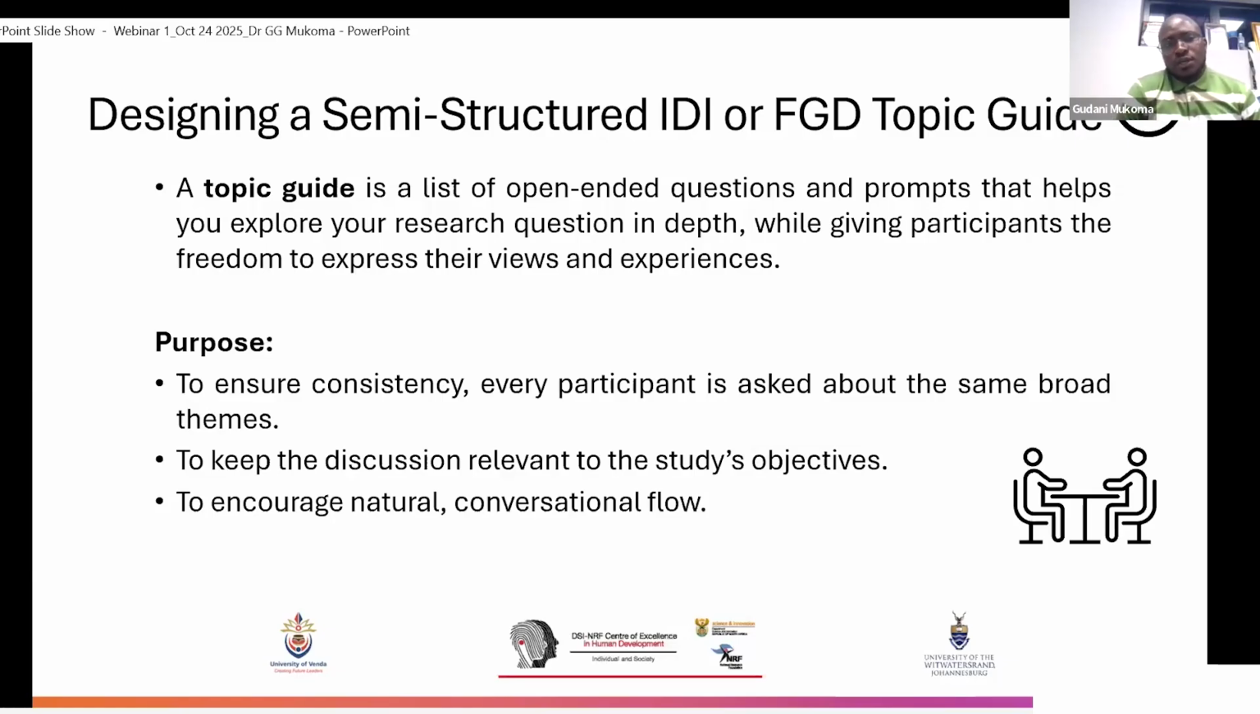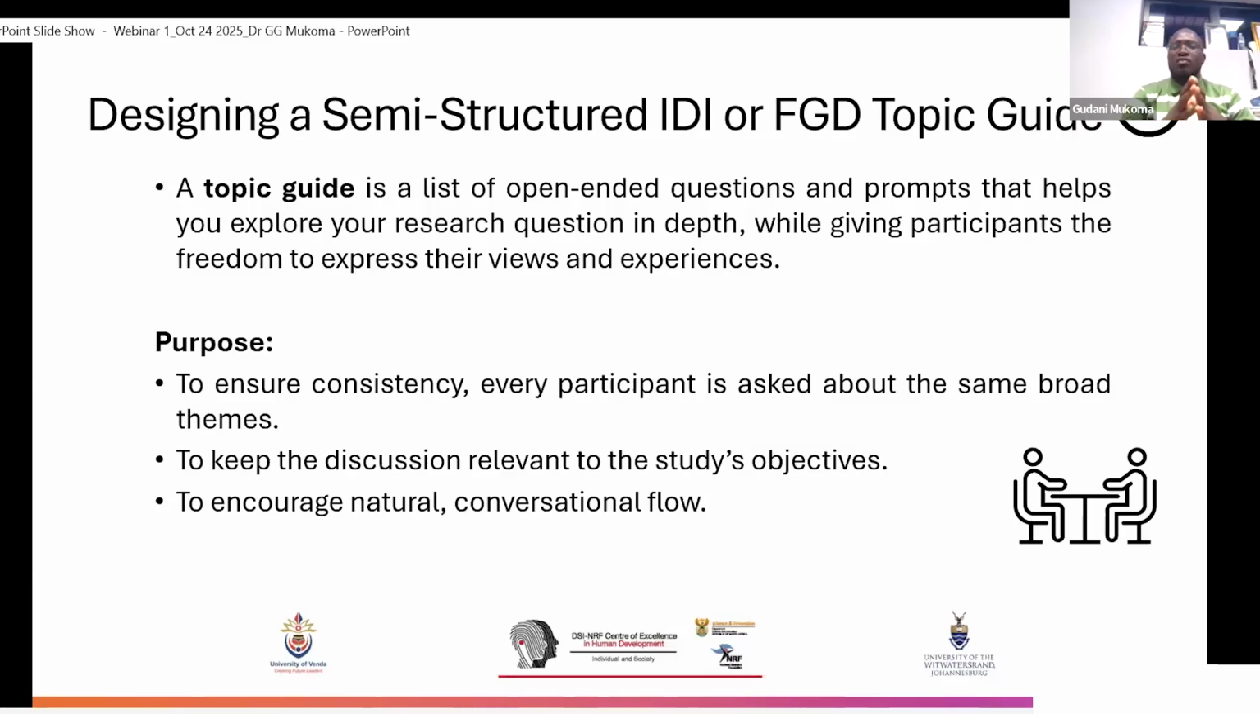Now, let's talk about this very key item that I've talked about, and that is the semi-structured interview guide or topic guide. And I've put that the semi-structured interview guide is mainly used during an in-depth interview and a focus group discussion in this case, because that's the most common instances where you will find it. But you will see as you read further that there are also other instances where you can find this semi-structured topic guide or interview guide very useful. So let's start first with understanding what a topic guide is.